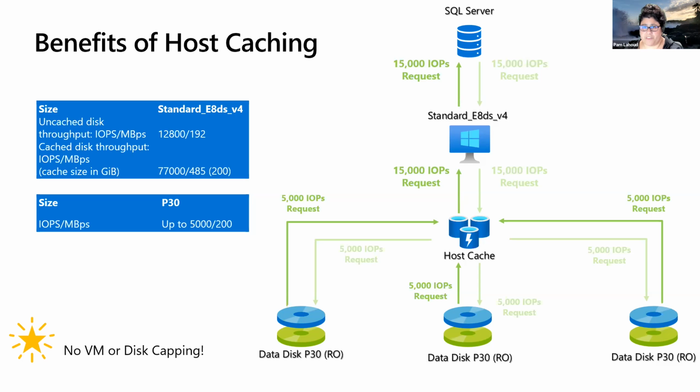So again, your mileage may vary. It's going to be important for you to understand what your IO patterns are to know how to configure this. But for us across the board, we're saying best practices: set your data drives to read-only caching, put your tempDB on the local drive. Usually there's plenty of throughput to go around, especially if you're in one of these EDS v4 series VMs.